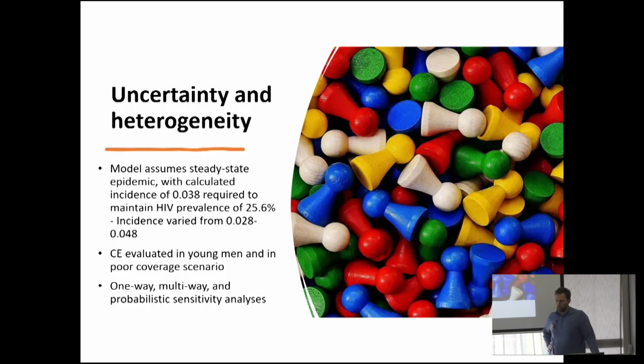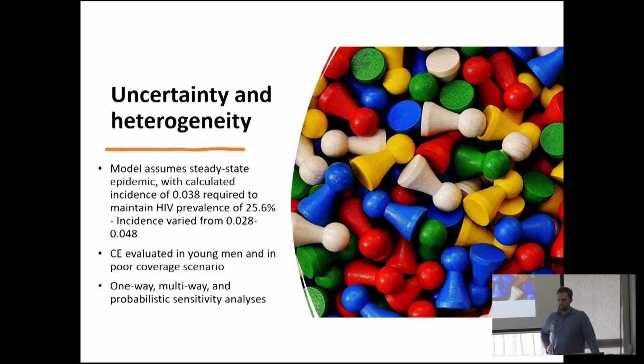Okay. Now, looking at uncertainty and heterogeneity. This slide doesn't cover all the ways they assessed uncertainty and heterogeneity in the study, but just some key examples. The model assumes a steady state epidemic, so the incidence of HIV wasn't going up or down. It was staying steady, but they did vary the incidence rate. Their base case assumption was 0.038, but they also looked at a minimum incidence of 0.028 and a maximum of 0.048. That was one of the key ranges evaluated in their sensitivity analyses.